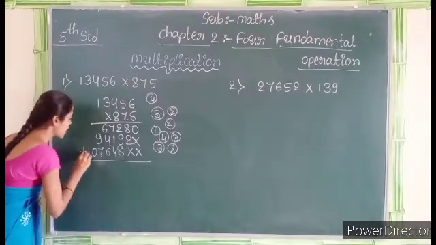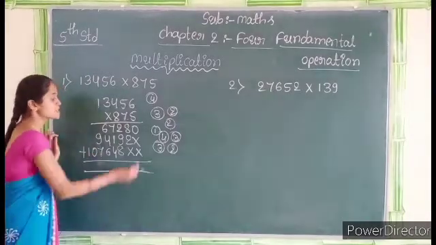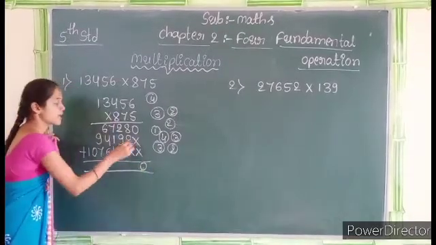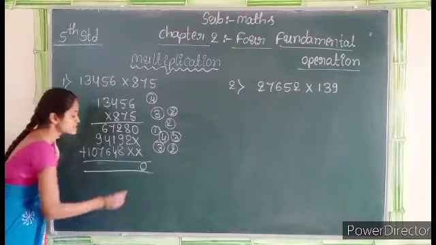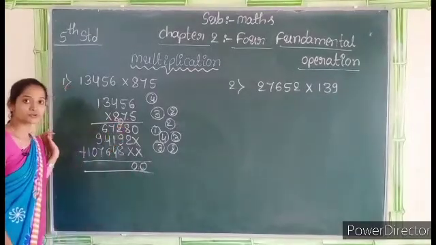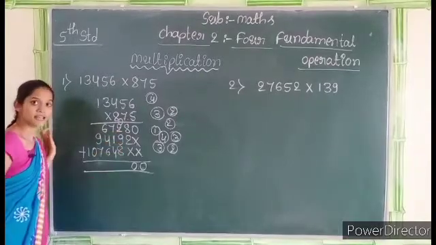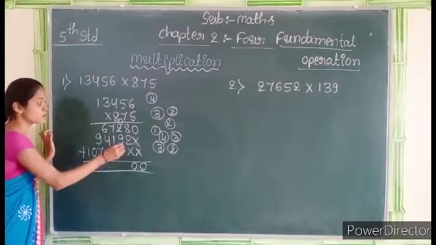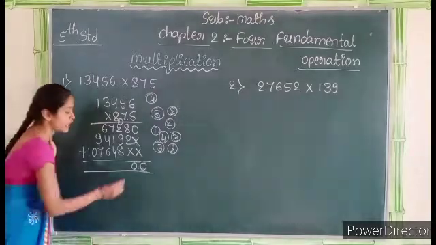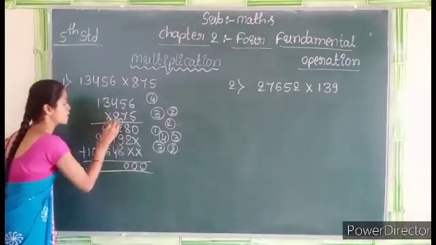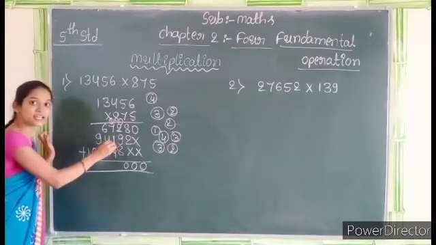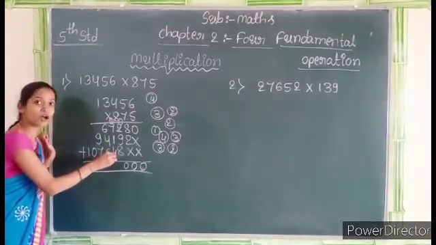Then we have to add all these products. 0 plus 0, 0, 0 plus 0, 0, then 8 plus 2, that is 10. I will write 0, then 1 carry, 1 plus 2, 3, 3 plus 9, that is 12, 12 plus 8, 20, I will write 0, then 2 carry. 2 plus 7, 9, 9 plus 1, 10, 10 plus 4, 14.